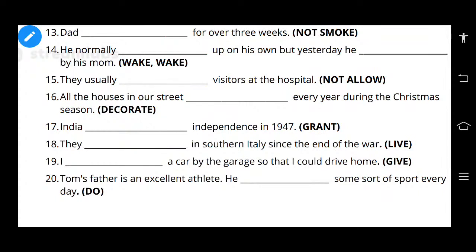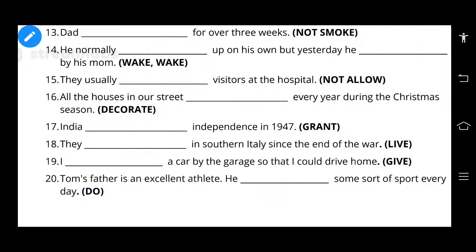That means as he was given a car, he rode some distance, and therefore he got the confidence that he could drive. He was telling that he could drive, so he was given a car.